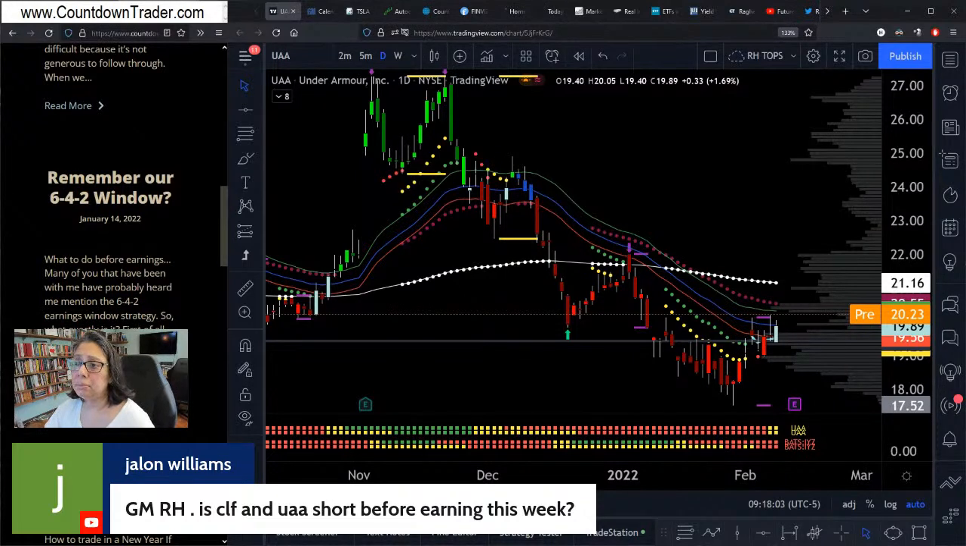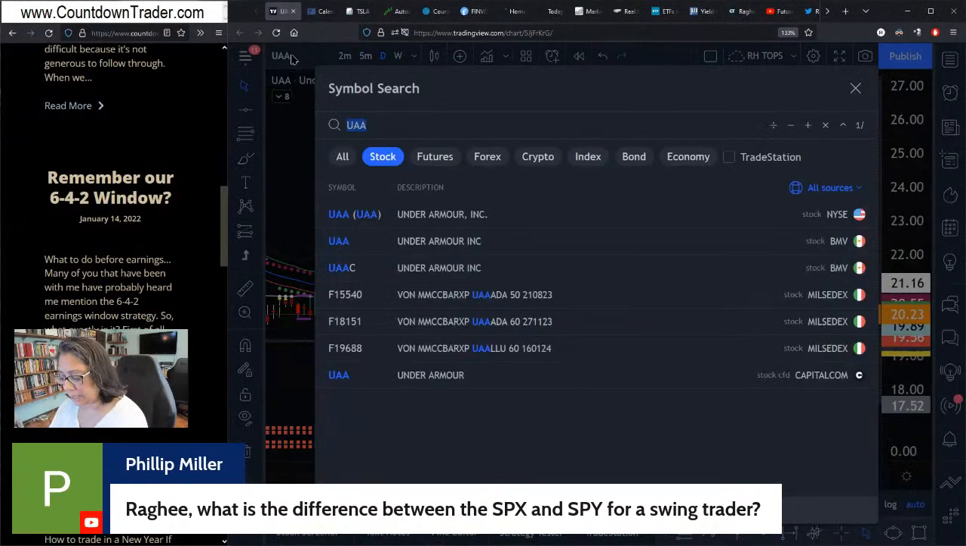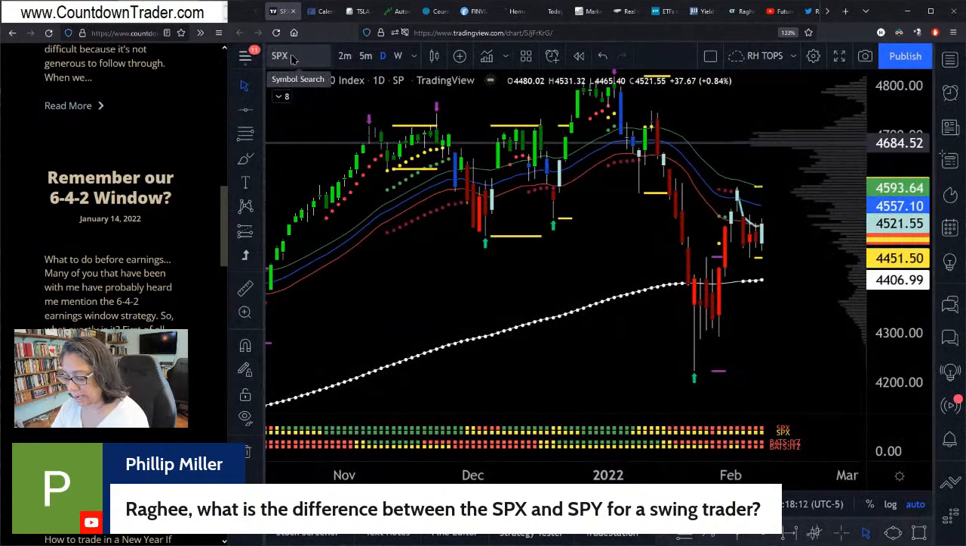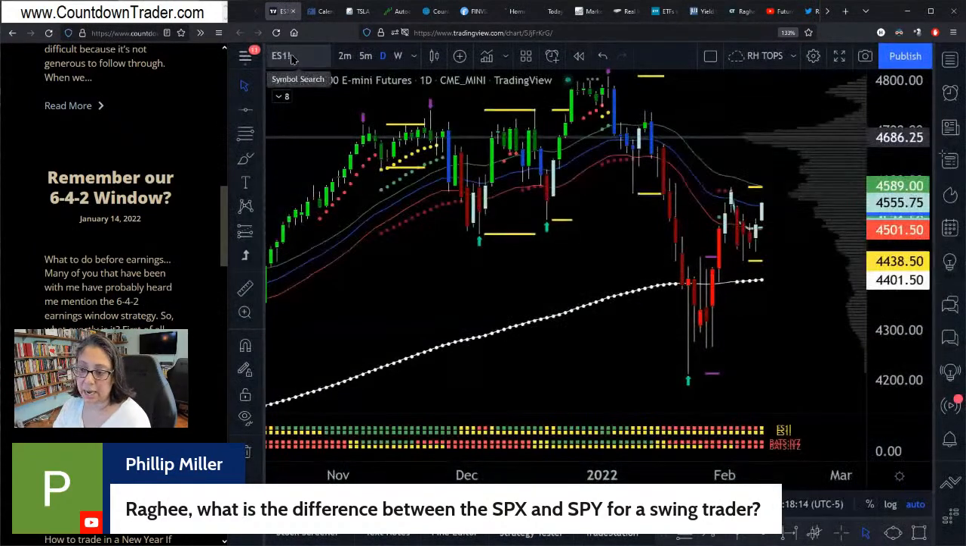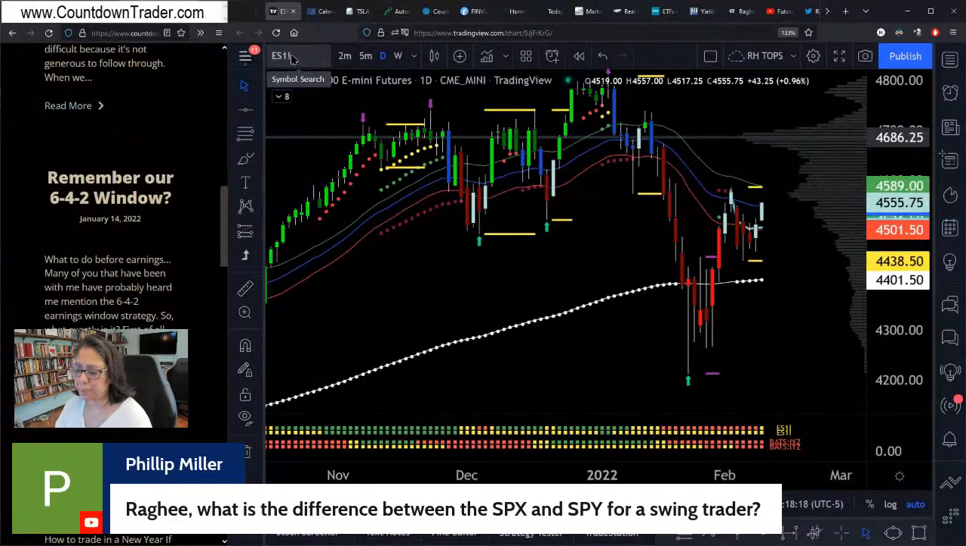All right. Philip asks, what's the difference between SPX and SPY for a swing trader? When it comes to SPX and SPY, I'm always just going to focus on the ES. So specific to overnight swing trading, SPX options, it depends on the expiry and so forth. They can be a little pricey. I believe the commissions are different. I don't play SPX.